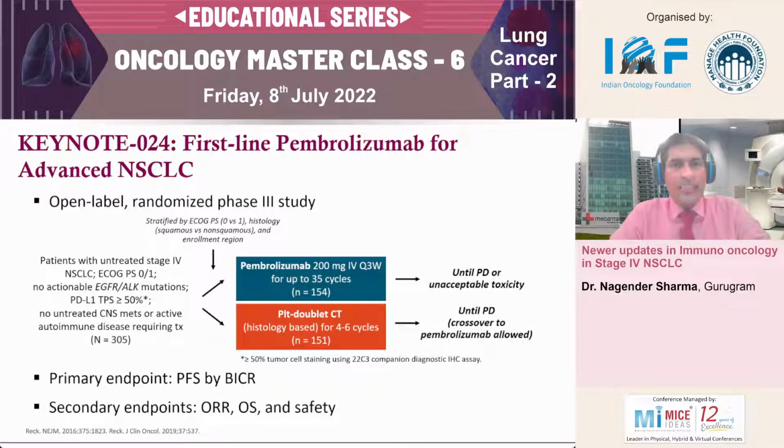Checkmate 024, this is first-line pembrolizumab for advanced NSCLC. It was an open-label randomized phase 3 study in which pembrolizumab 200 mg IV every 3 weeks up to 35 cycles was compared with platinum doublet for 4 to 6 cycles. The primary endpoint of this trial was PFS by blinded independent central review, and secondary endpoints were objective response rate, overall survival, and safety. The immunotherapy drug was continued until progressive disease or unacceptable toxicity, and crossover to pembrolizumab was allowed in the competitor arm. So both squamous and non-squamous histology were taken into consideration in this trial, and patients were stratified based on histology, ECOG performance status, and enrollment regimen.